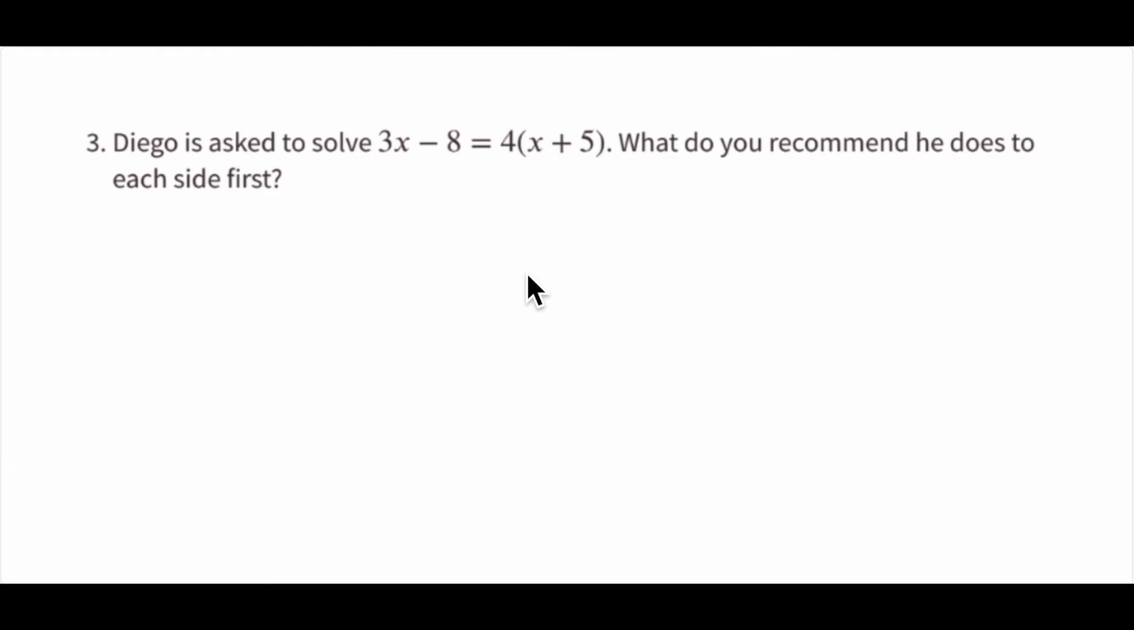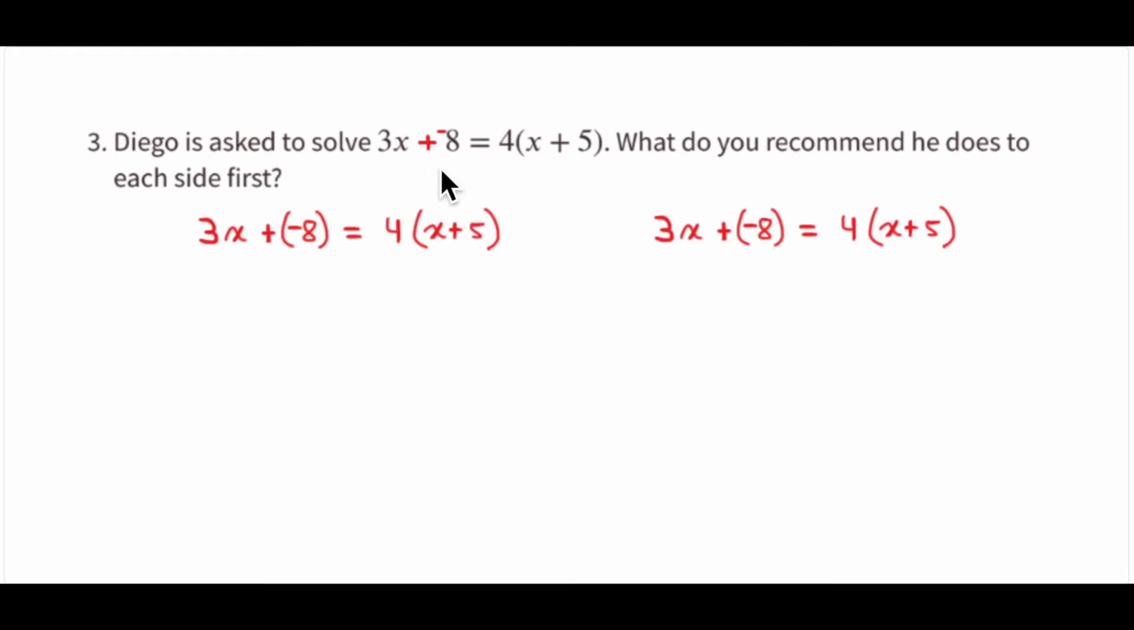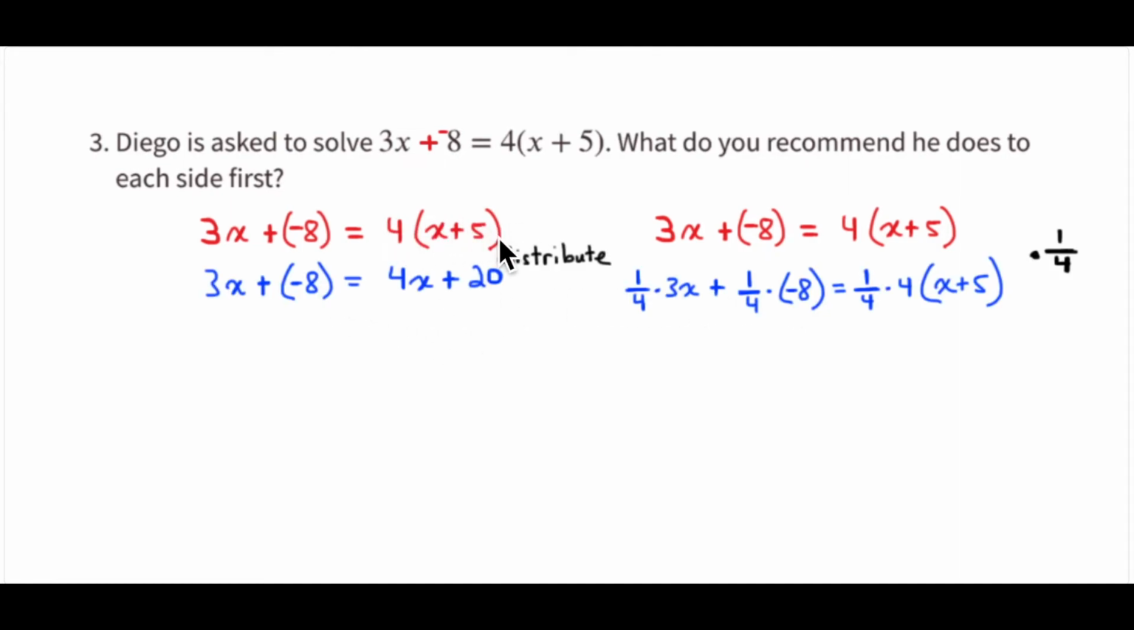In this third problem, Diego is going to solve this equation for the value of x. The authors are pointing you towards making a choice between using the distributive property right here or not using the distributive property. And once again, I'm going to change the subtraction to addition, so the inverse operation, and I'm going to add the additive inverse, which is a negative 8. So here's the same equation written twice. And one choice is to use the distributive property.